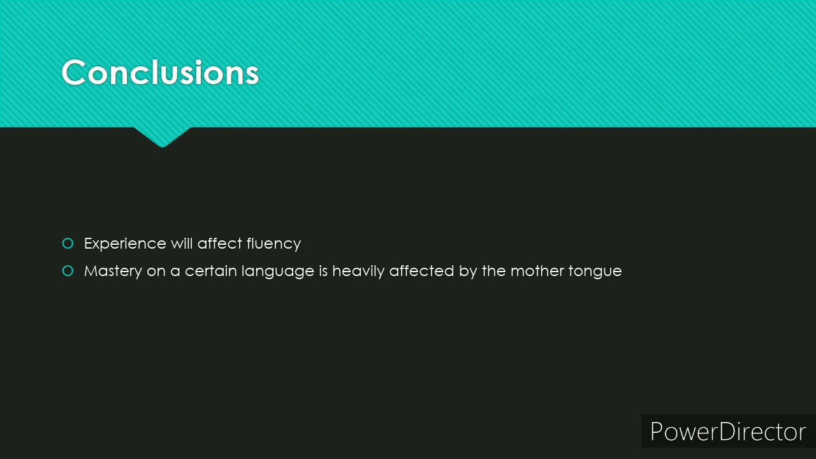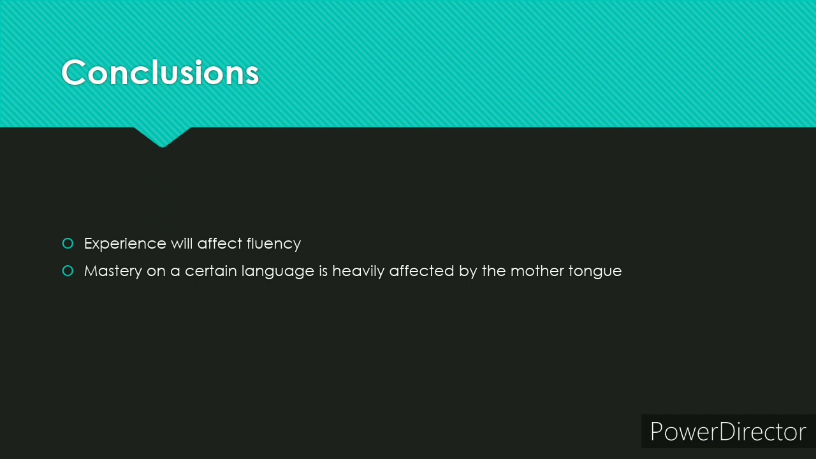The next point is mastery on a certain language is heavily affected by the mother tongue. So, for example, my mother tongue is English. The first word I spoke was mom. So because my mother tongue is in English, I'm more fluent in English than in Indonesian. That is who I am. But it can be different for other people.